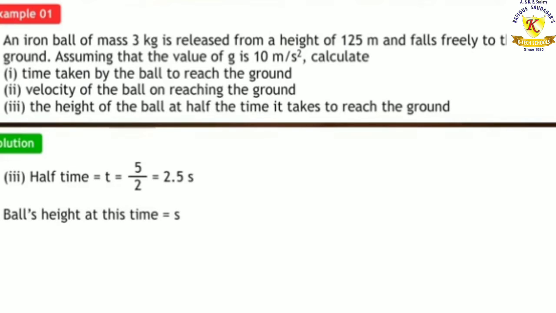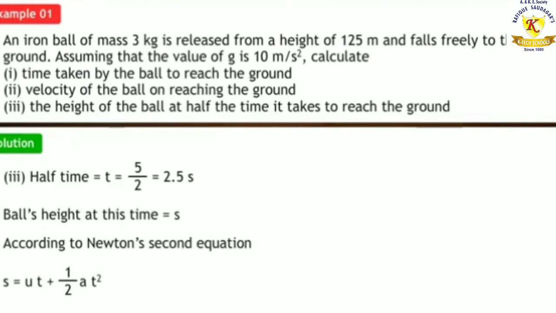Ball's height at this time is equal to s. According to Newton's second equation, s equals ut plus 1/2 at square. s equals 0 plus 1/2 into 10 into 2.5, the whole square, which equals 31.25 m. Thus, the height of the ball at half the time is 125 minus 31.25, which is 93.75 meters.